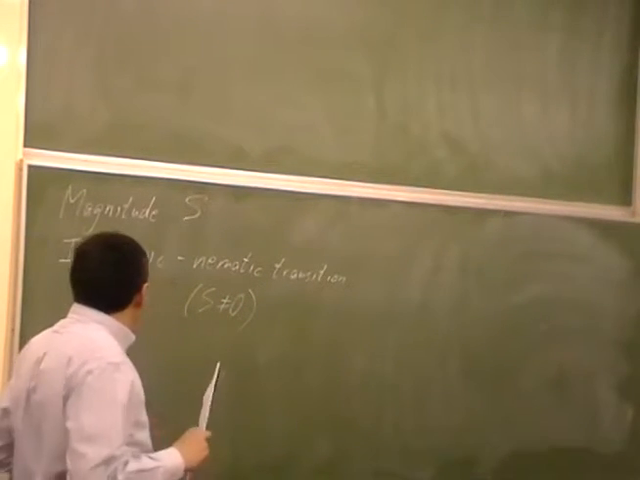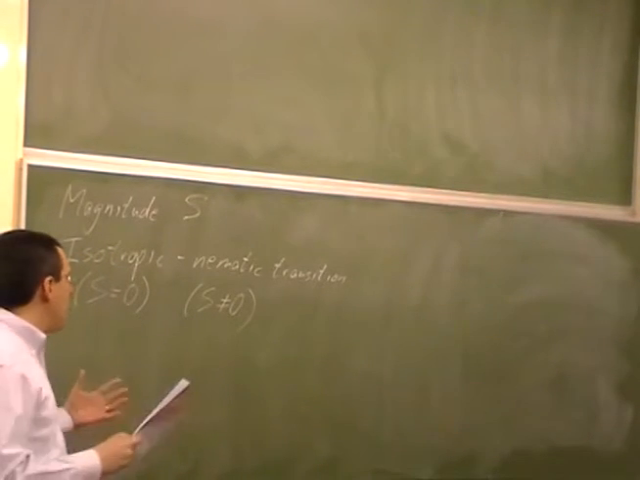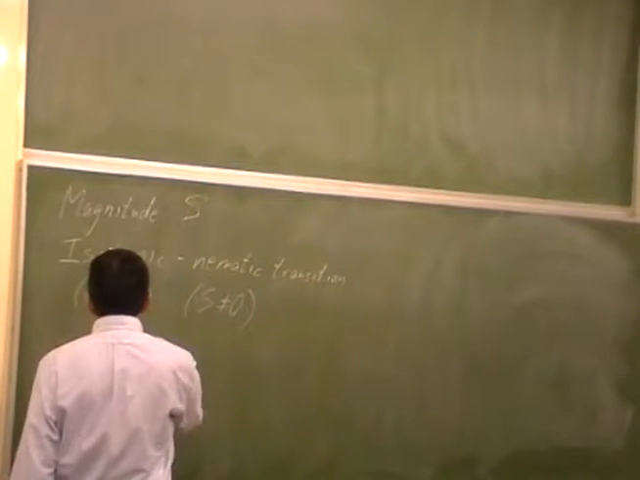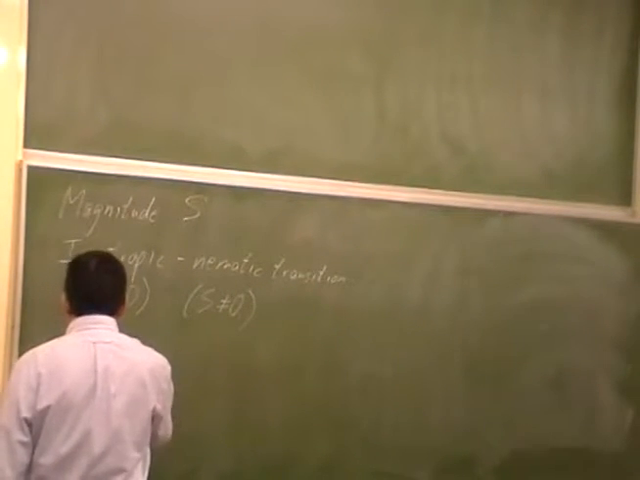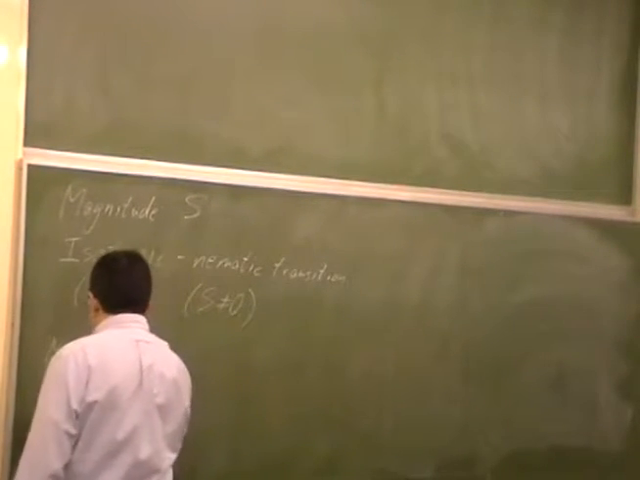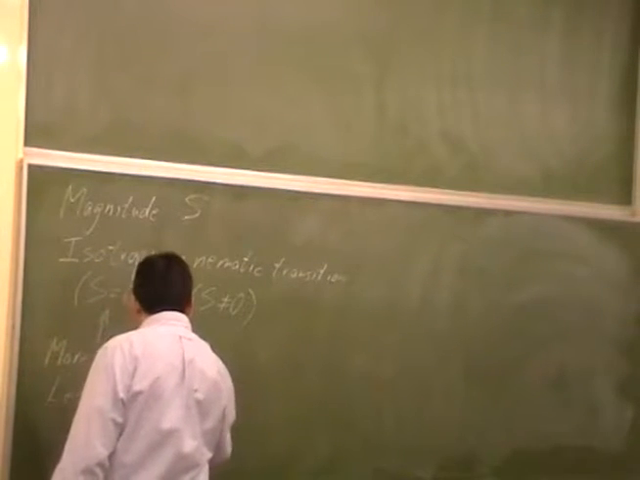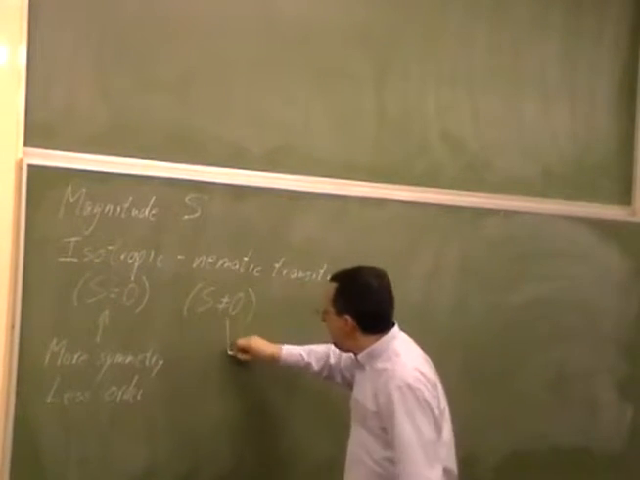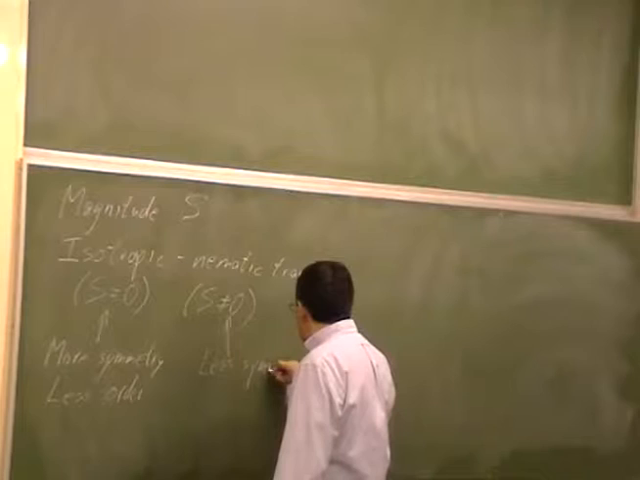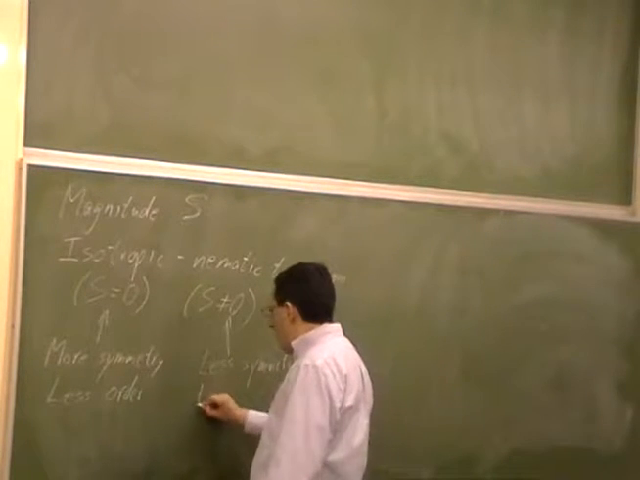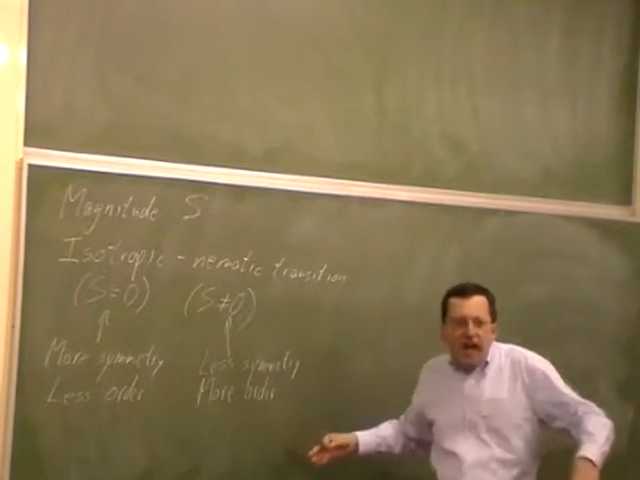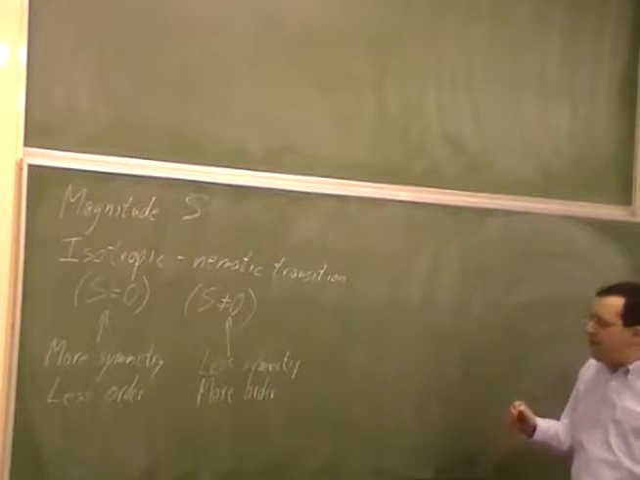This is a classic order-disorder type of transition, right? We're going from the isotropic phase, which is a phase that has more symmetry, or equivalently, less order, to the nematic phase, which has less symmetry, or more order. So this is within the class of things that Mark Bowick was speaking about this morning, right?